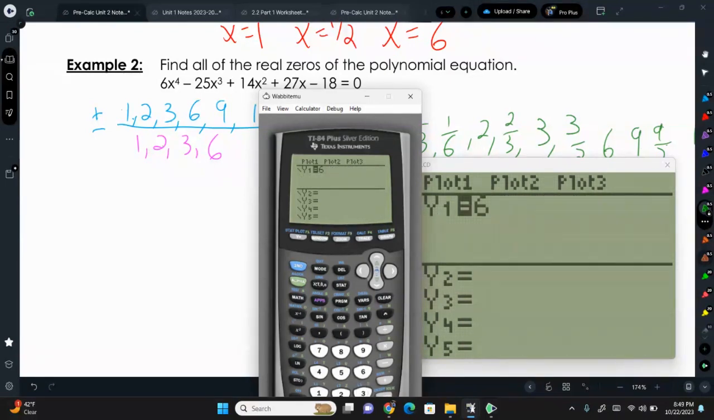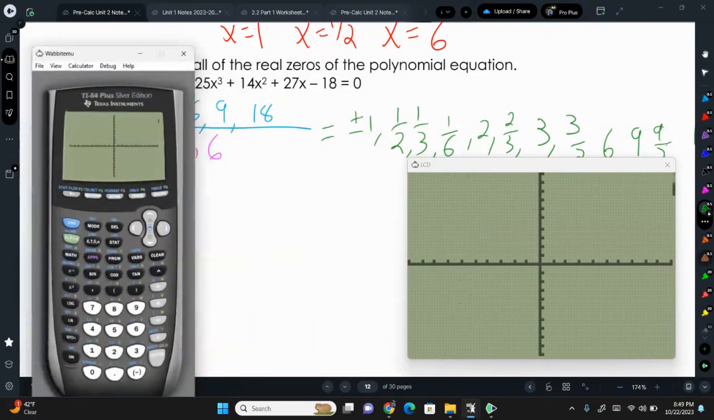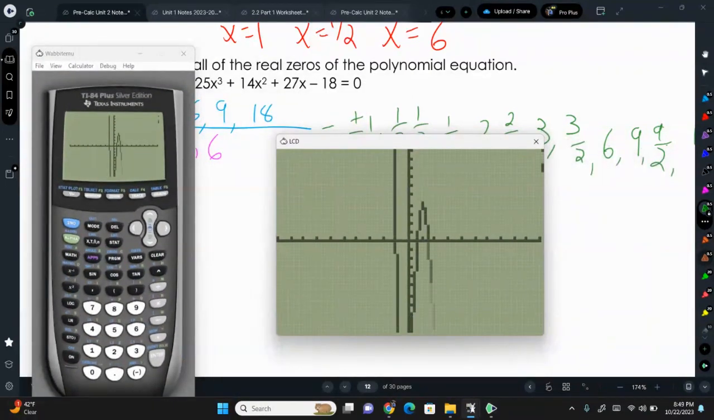So 6x to the 4th power minus 25x to the 3rd plus 14x squared plus 27x minus 18. And then when we graph that, we're just going to look and see if this will help narrow things down. So based on this graph, it looks like -1 would be a 0, and maybe +3 would be a 0, and maybe one of these fractions would be too. But I would rather do integers with synthetic division.